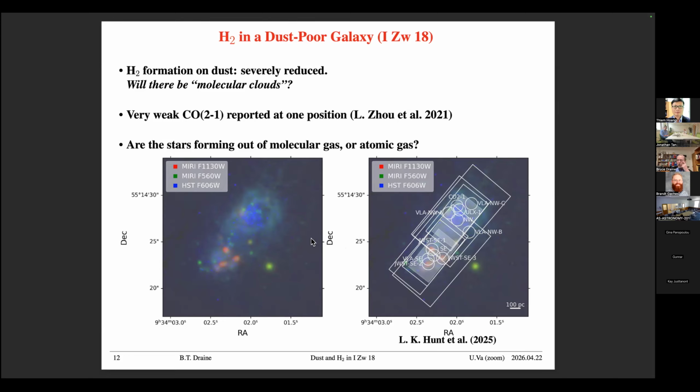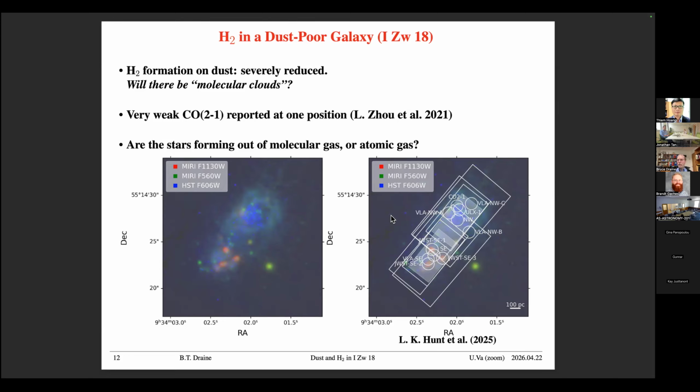So I'll also mention that molecules have been looked for in this galaxy before, namely CO. CO observations of this galaxy had a weak detection of CO 2 to 1 at one position, and that's this position right up here. So it was a weak detection. Interestingly, no reporting of CO emission down in this region here, a little bit showing up here. So it's not clear how much CO is there.